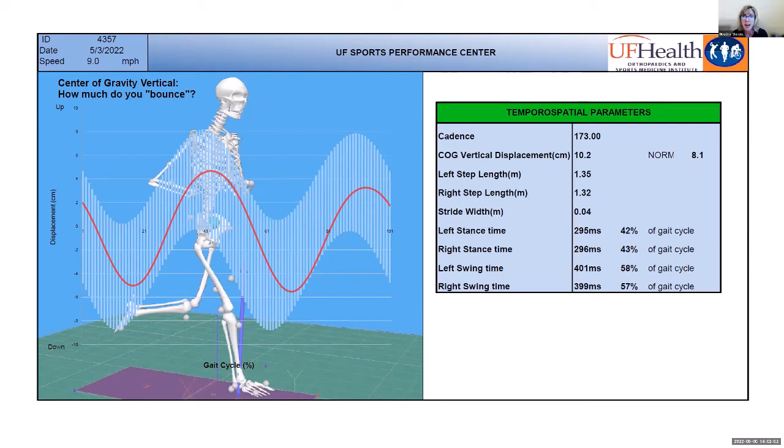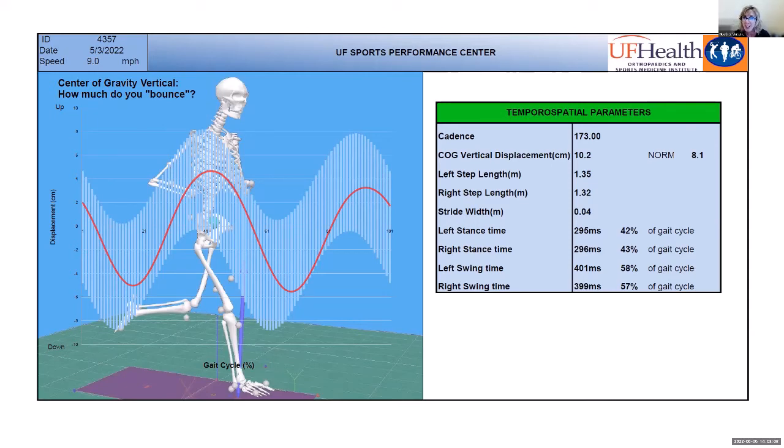At least for what we know now. Right. Now let's go forward to step lengths. Right now, he's got step lengths that are about 1.3 meters. His left side is taking a little bit longer step than his right. So I just kind of keep that in the back of my mind and see if this is something we need to be concerned about or not.